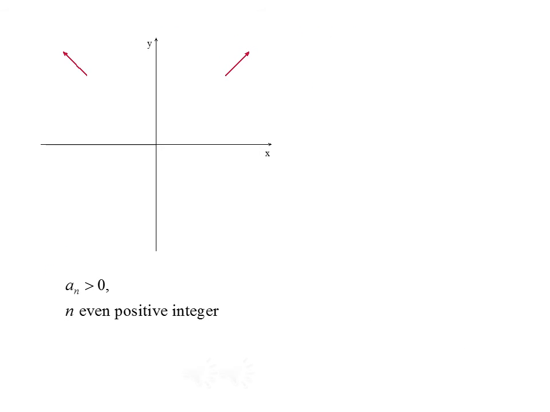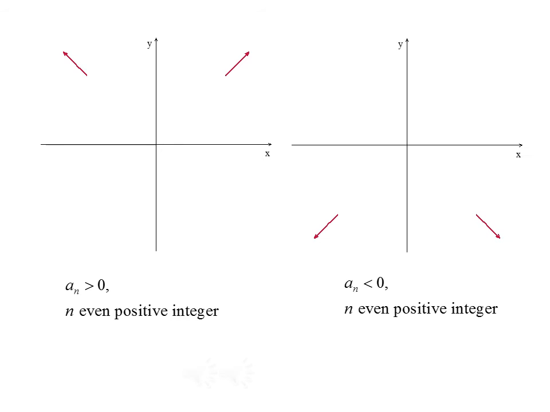The third possibility is that the coefficient is positive, so the right-hand side goes up, and that the degree is even, which means that the left-hand side will go up also. And finally, we have the sign of the coefficient is negative, which means that the right-hand side goes down. And the degree is even, which means that the left-hand side goes down as well.